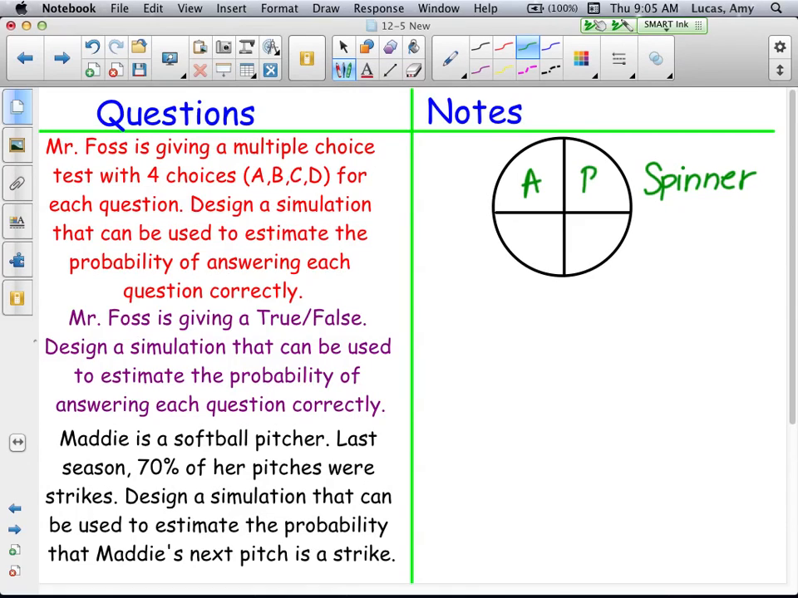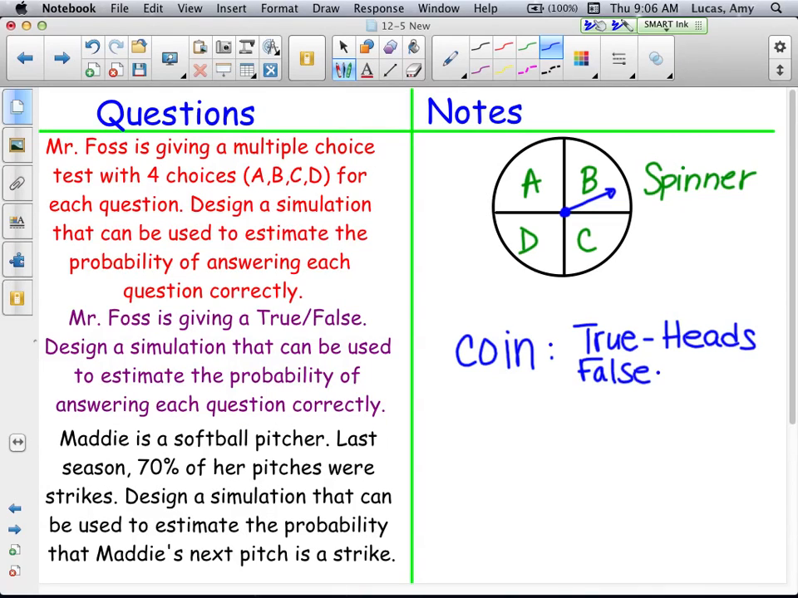So A, B, C, and D. All right, my next one. Mr. Foss, again, is giving a true-false test. Design a simulation that can be used to estimate the probability of answering each question correctly. Well, true-false, I would just have to go with the coin, because true could be heads, false could be tails. It would fit perfectly. There are 2 options, use a coin.